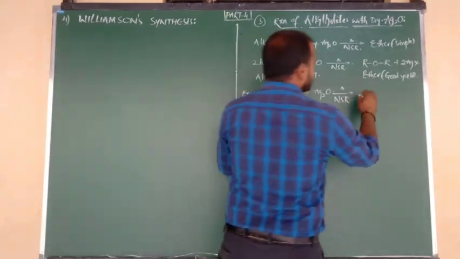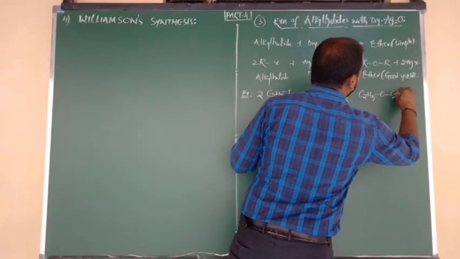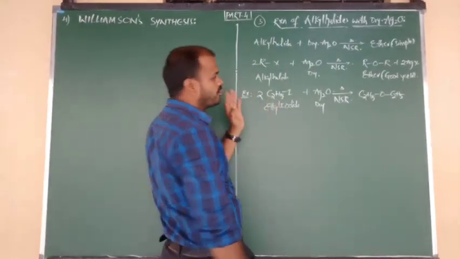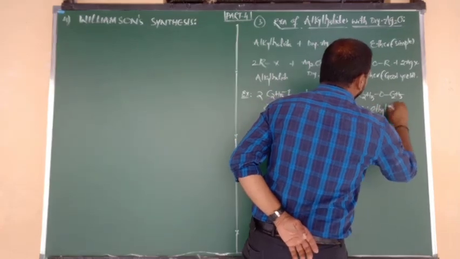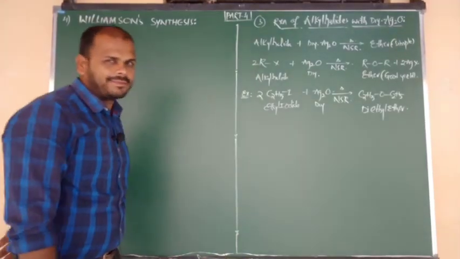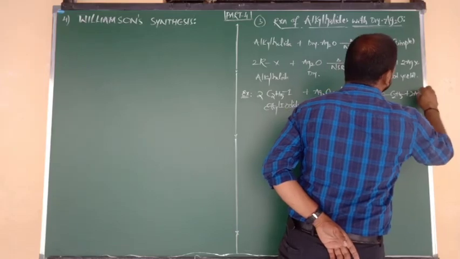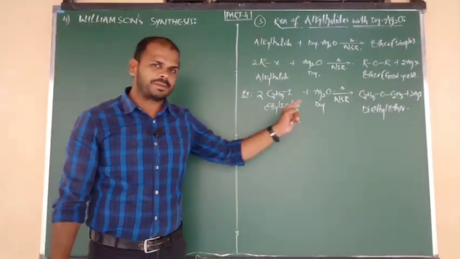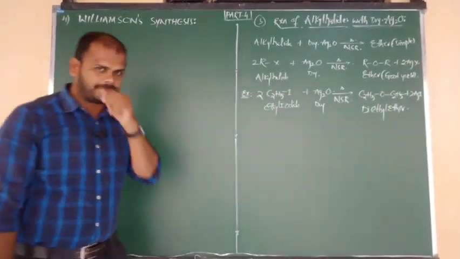And we get the product 2 moles of ethyl, meaning C2H5 bonded to O, again O bonded to C2H5. Simply in place of R, we have replaced the ethyl group. So here the product is diethyl ether. And the byproduct is nothing but 2 moles of AgI, silver iodide. So this is the third method for the preparation of ethers, from alkyl halide with dry silver oxide.